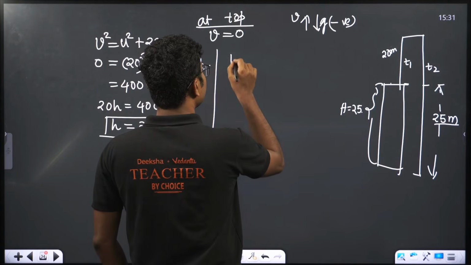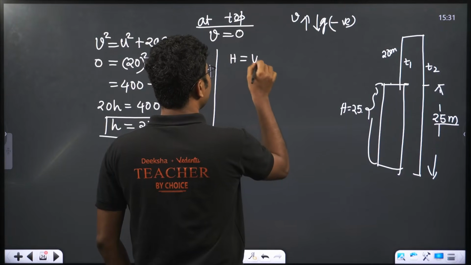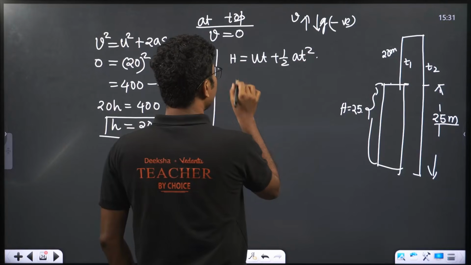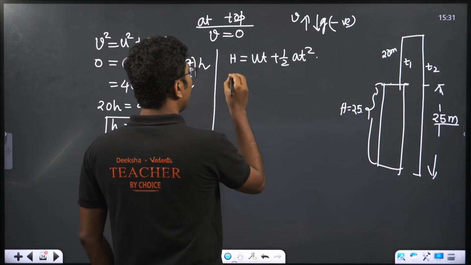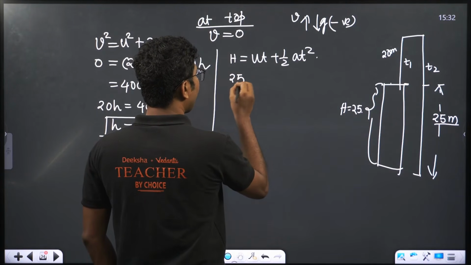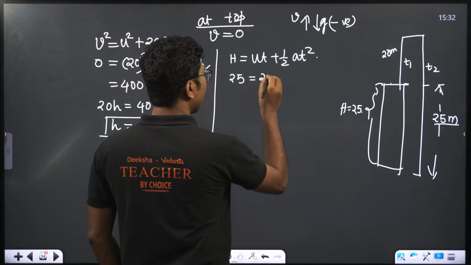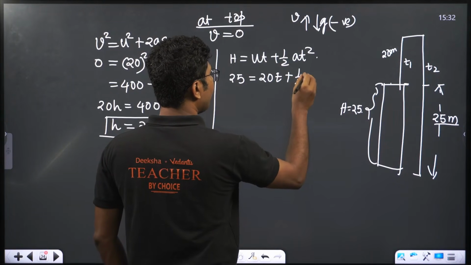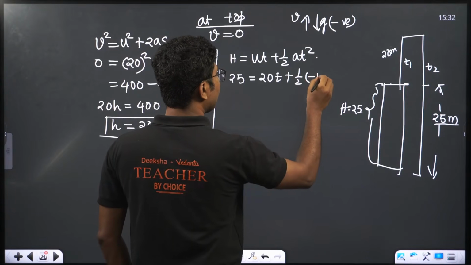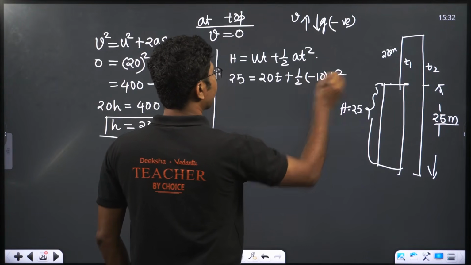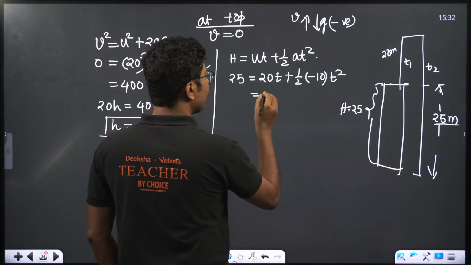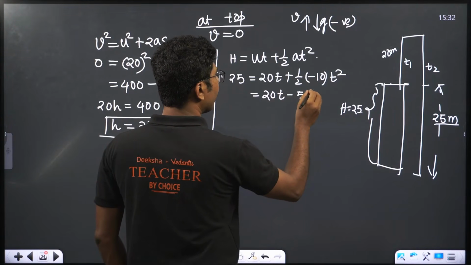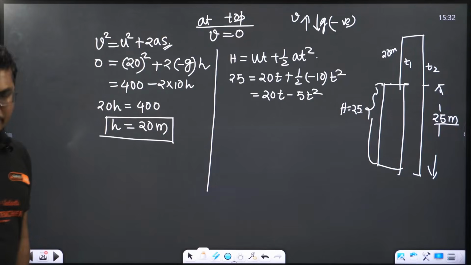So h equals ut plus half at square. Here h is 25, u is 20, time we are trying to figure out, plus half minus 10 into t square. So this will be a quadratic equation. I hope you have solved quadratic equations. If not, I will help you, don't worry. We need to solve it.